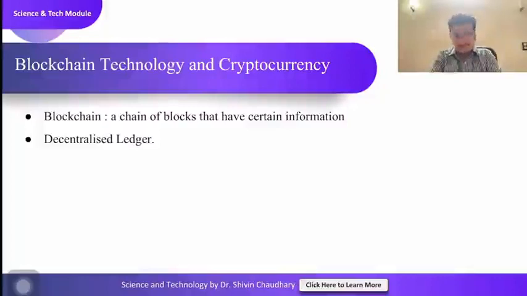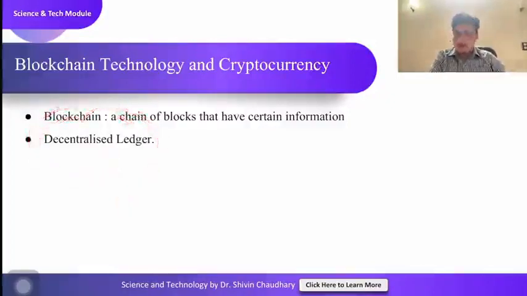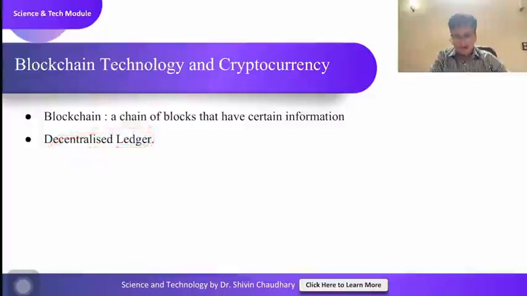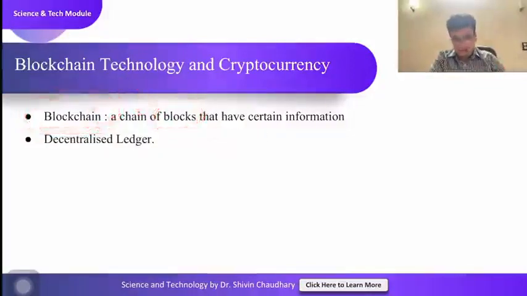Okay. Now, आपने पढ़ा होगा blockchain में already. You must have read this that it is a decentralized ledger, right? Now, the problem is that when we use words like this and we don't know what they mean, then we're unable to solve the questions that come from it. Okay, blockchain is, I'll start from the very basic. It is a chain of blocks that has a certain information. Let's see what that means, right?